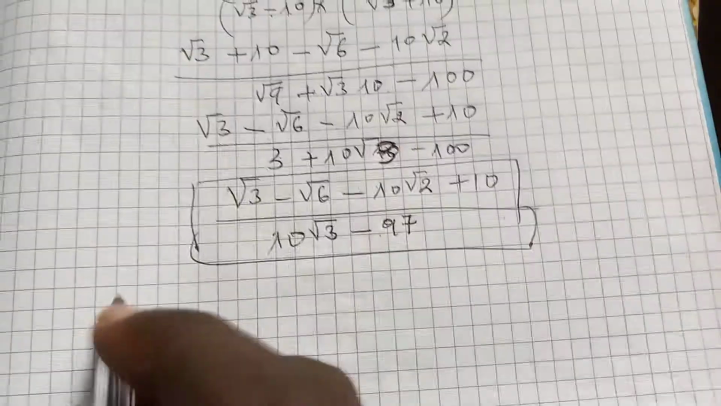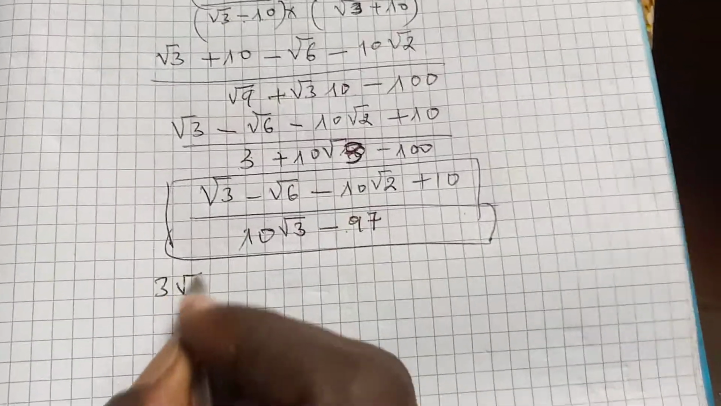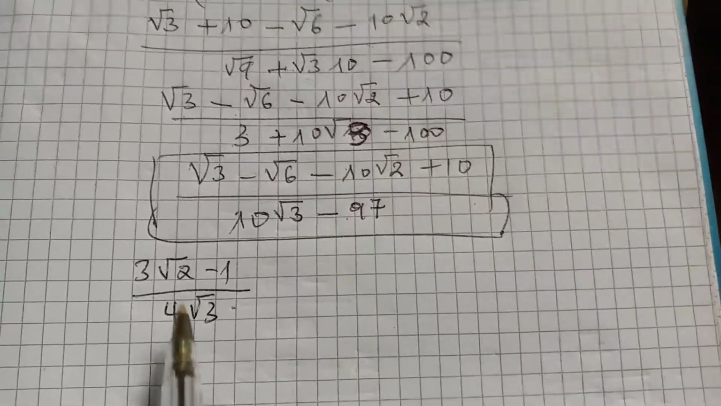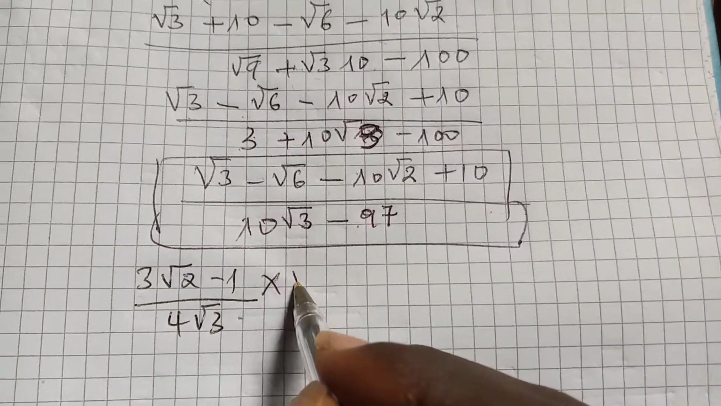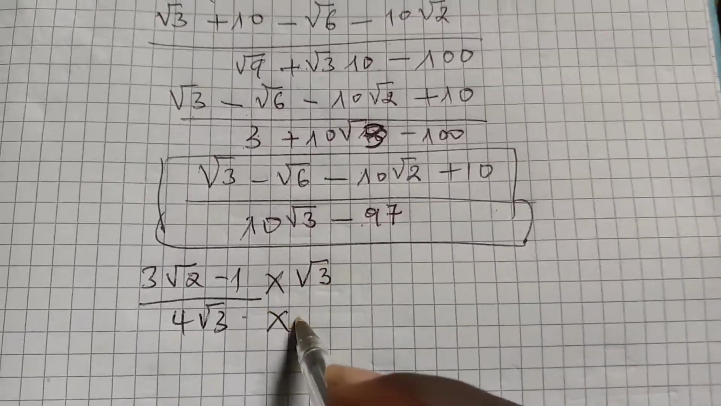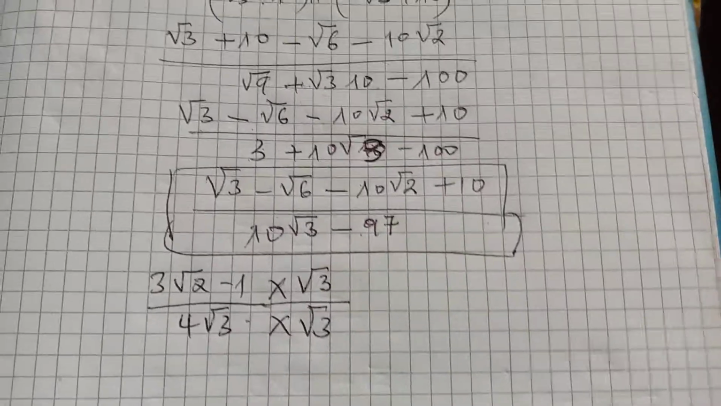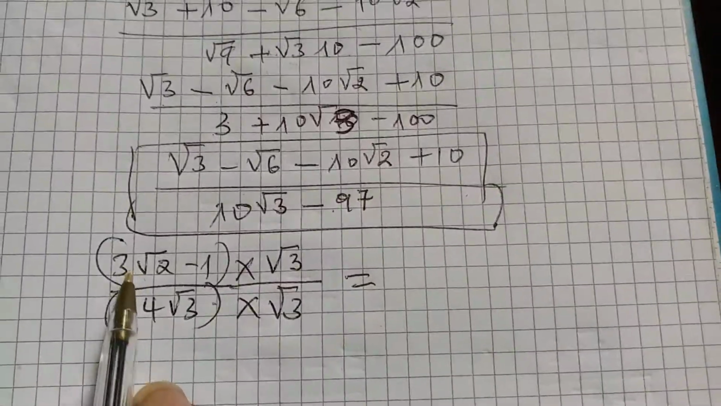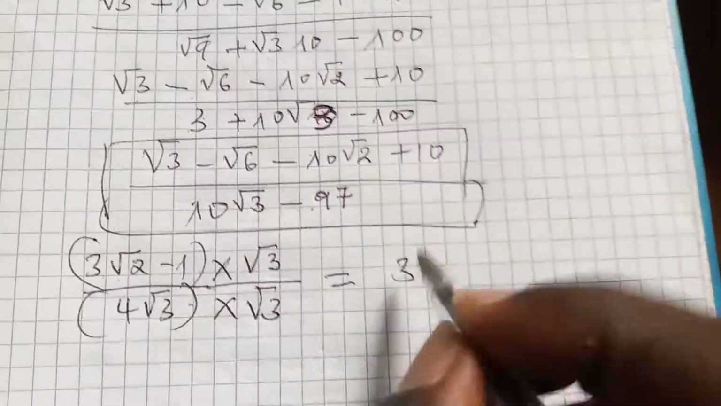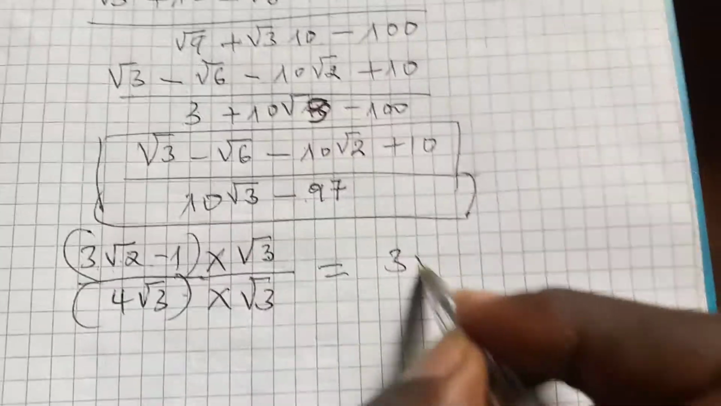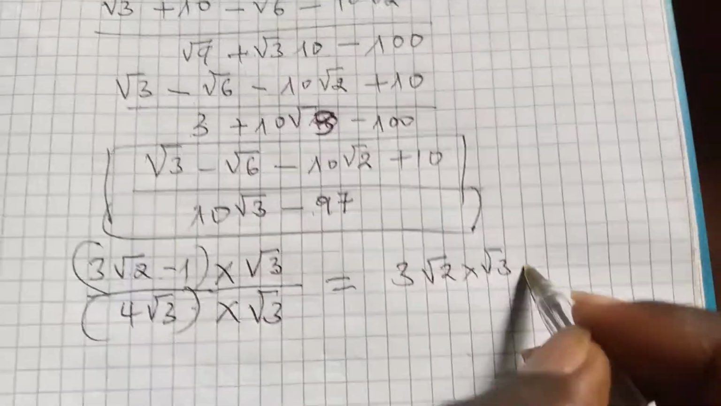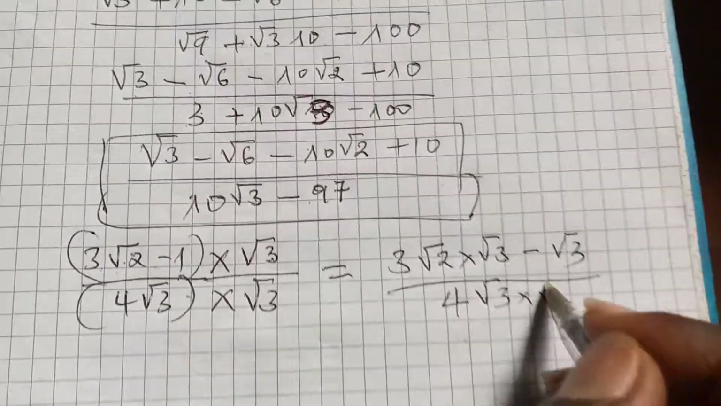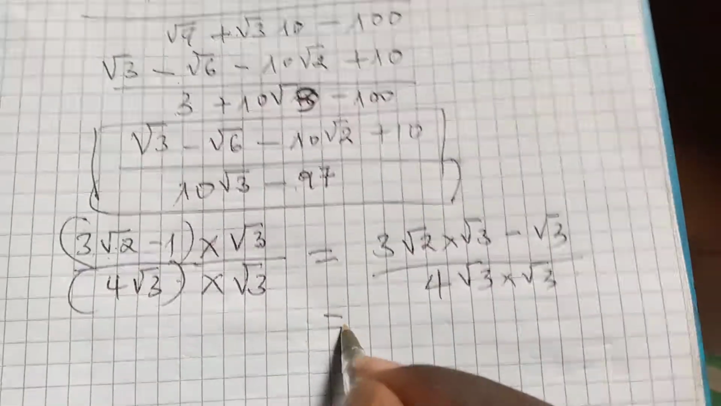Next example, we have 3 square root of 2 minus 1 over 4 square root of 3. As usual in this example, we have to multiply both the denominator and the numerator by square root of 3. Then we work out or remove the brackets. So it will be equal to 3 root 2 times root 3, which is root 2 times root 3, then minus square root of 3, divided by 4 square root of 3 times the square root of 3.